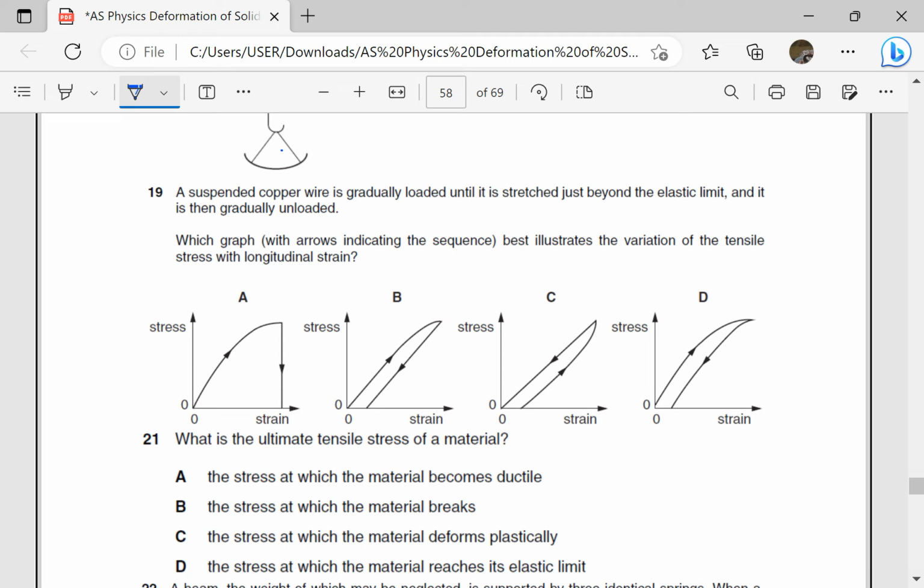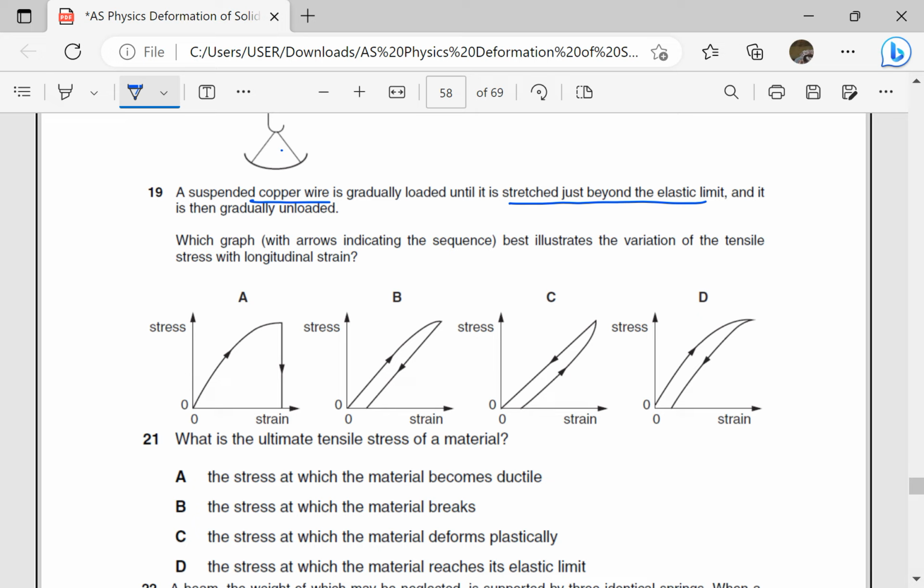A suspended copper wire is gradually loaded until it stretches just beyond the elastic limit, and it is then gradually unloaded. Which graph, remember it is a copper wire, which graph with arrows indicating the sequence best illustrates the variation of the tensile stress with longitudinal strain? Now note that a copper wire is ductile, it undergoes both elastic and plastic deformation.